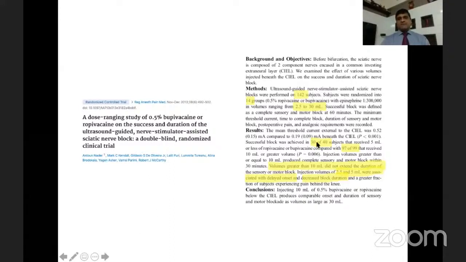And they found that successful block was achieved in 30 out of 40 patients with volume of 5 ml or lesser, while 97 out of 99 received successful block with volume more than 10 ml. The groups with volume 2.5 to 5 ml were associated with delayed onset and decreased block duration, while volumes greater than 10 ml did not extend the duration of the block. So they concluded that injecting 10 ml of 0.5% bupivacaine or ropivacaine produces comparable onset and duration of block as volumes as large as 30 ml.